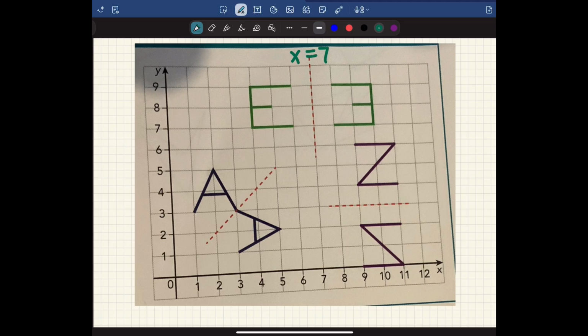Now let's have a look at Z. So we have a horizontal line of reflection. Horizontal lines have equations in the form y is equal to a constant. So let's extend this line to see where it crosses the y-axis. It is at 3. So your line of reflection is going to be y is equal to 3 here. Okay, and now let's have a look at A.